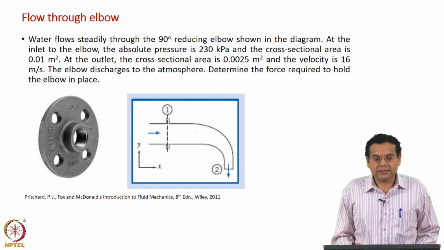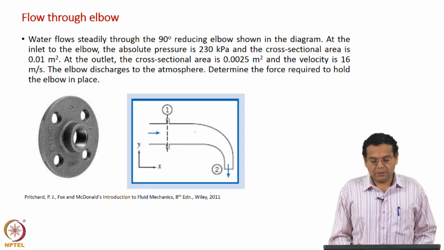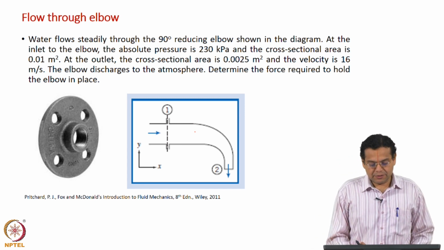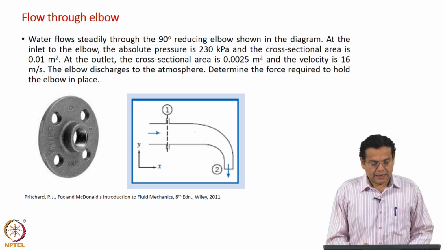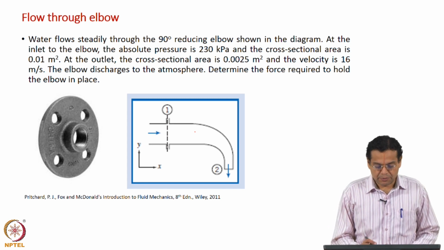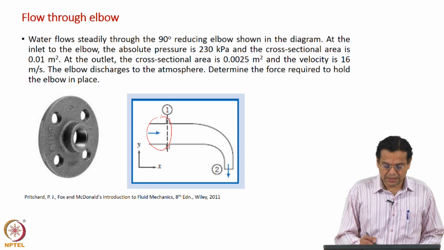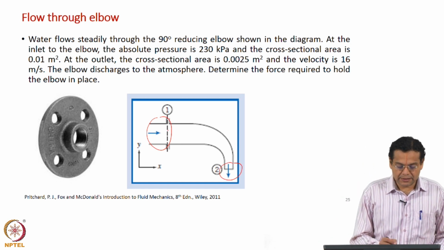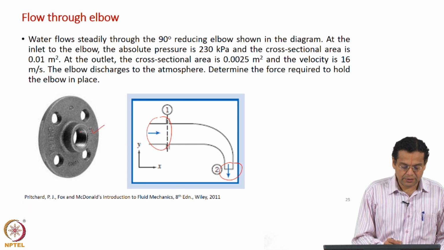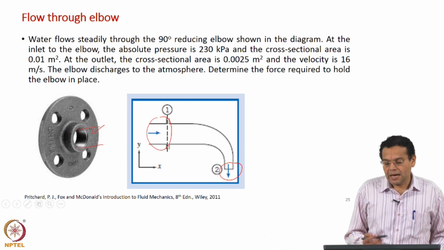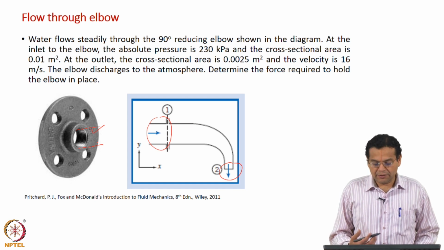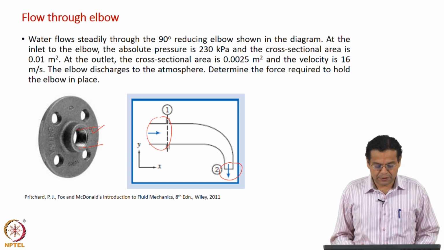Okay. The next example is flow through an elbow, which is a usual pipe joint for connecting two pipes, and here it is a reducing elbow because you have a larger cross section here and a smaller cross section here. And usually we attach this elbow to a flange like this. So, the elbow is attached here. Other way of looking at this is something like a tap, almost looks like a tap. So, other way of looking at it is a tap through which water flows.